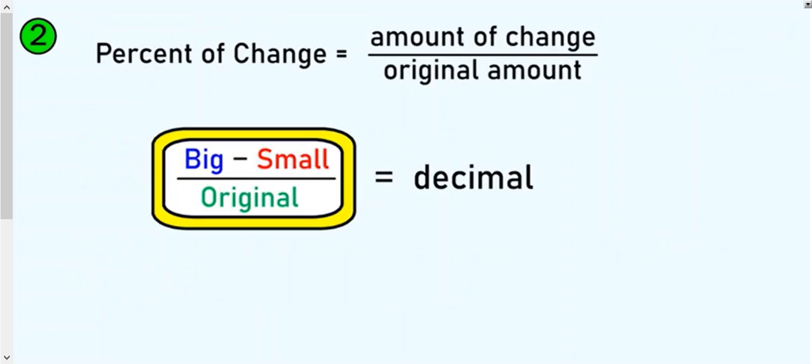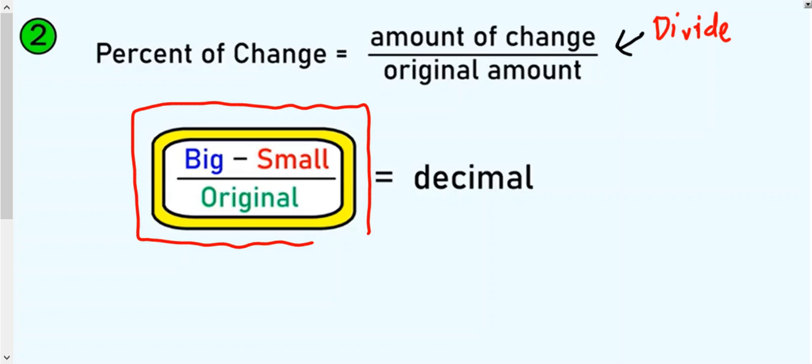Our equation that we're going to use to find the percent of change is going to be the amount of change divided by the original amount. Okay, so as a reminder, we have this fraction bar right here, and that tells us to divide. Okay, so we're going to be dividing the amount a quantity is changing by its original amount. Okay, and the way we're going to be doing this is right here. This is very important here.